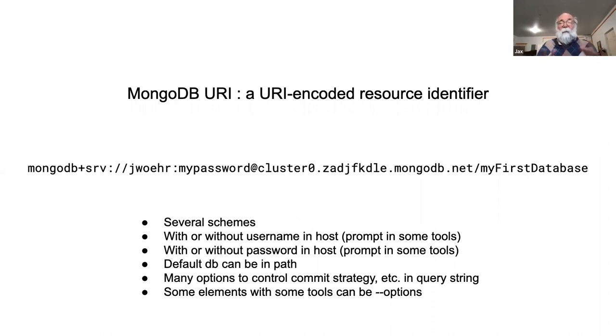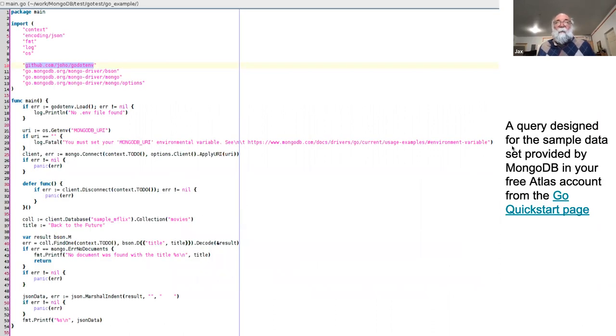Some of the things that you might encode in the URI could be instead options to the command when you're using Mongo tools. But in a program, you typically use a full Mongo URI that has everything in it you want to control your connection to it. Okay, here's a query designed for the sample data set provided by MongoDB in your free Atlas account.